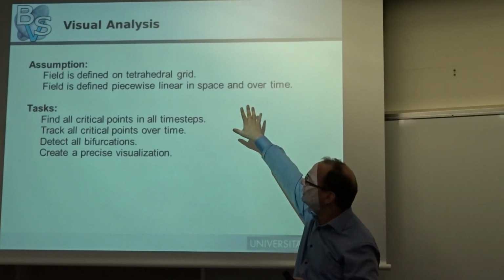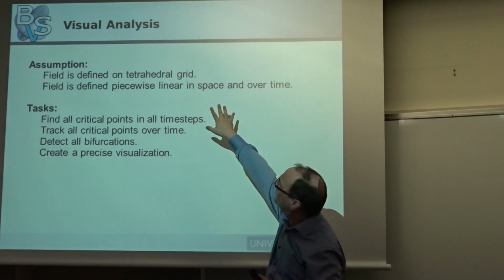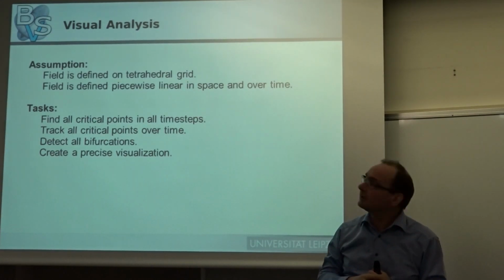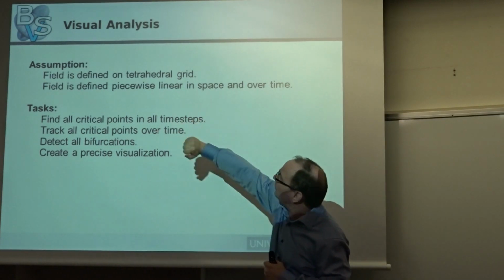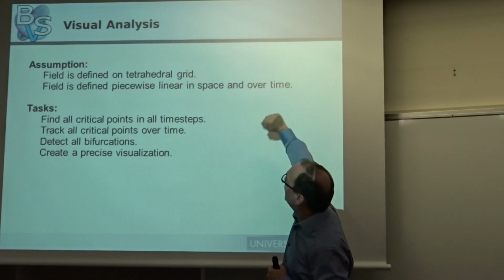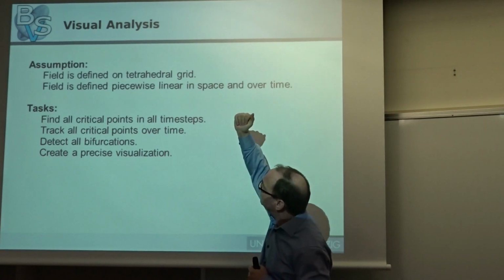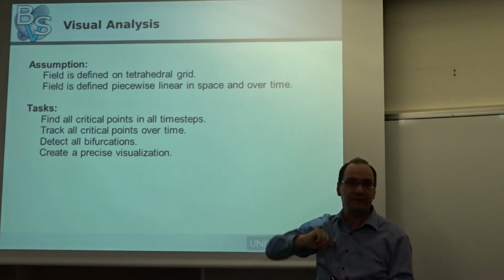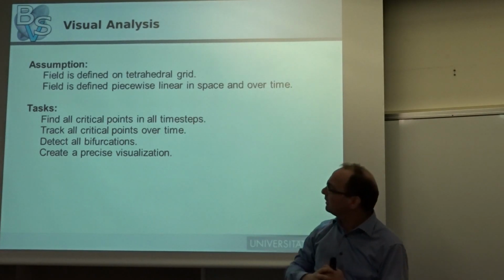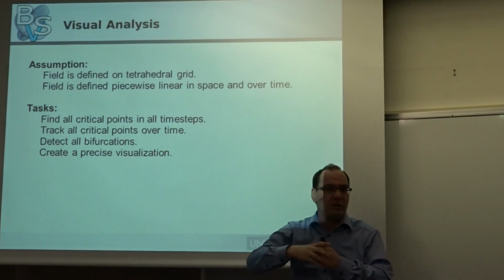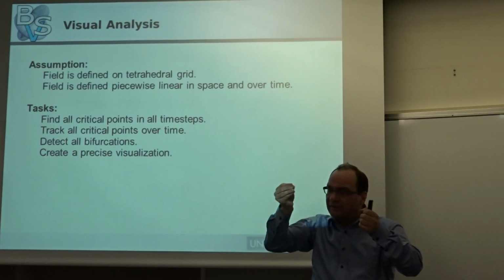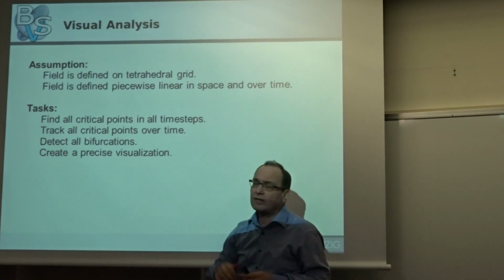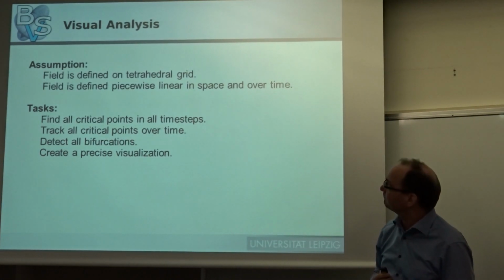And we assume here, we could do that differently, that our field is defined on a tetrahedral grid. If it were different, we just have to do a little bit more. But then we assume that our field is piecewise linear in space and over time, and then we can find the critical points in all time steps. We can track them over time, even a precise measure, otherwise we had to do some numerics there. We detect the bifurcations. These are the points in time and space where these critical points appear, and then we can create a precise visualization.